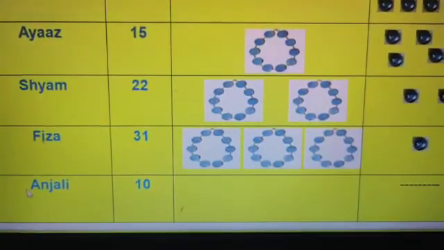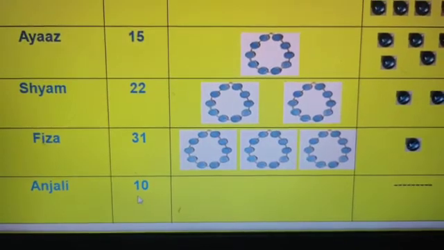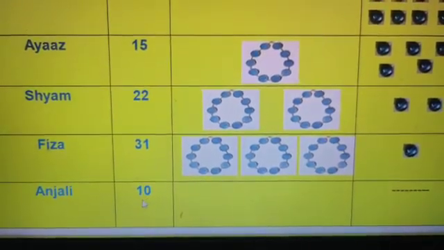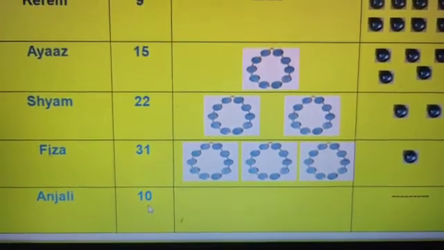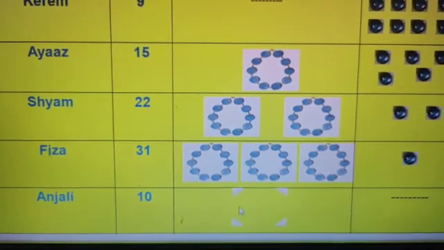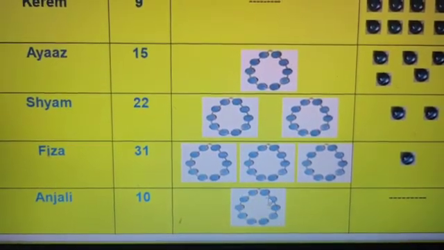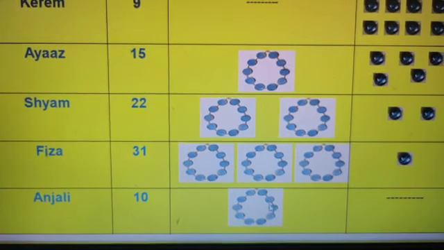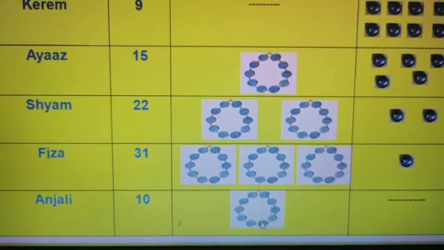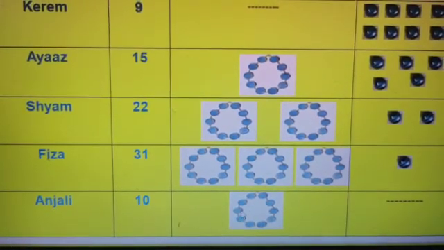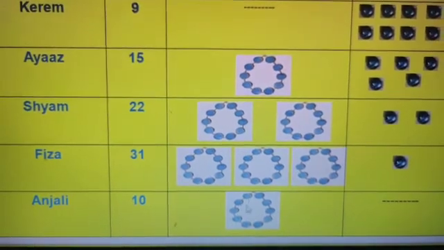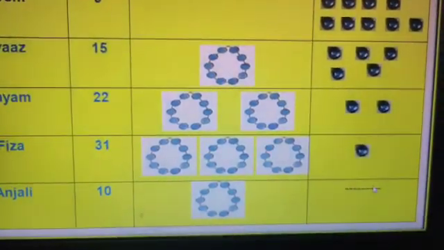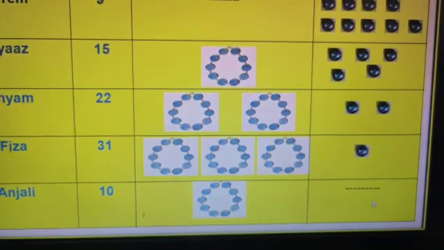Now, moving on to Anjali. Anjali has 10 beads here. So, with 10 beads, can she form 1 necklace? Yes, she can form. See, all the 10 beads are used here. 1, 2, 3, 4, 5, 6, 7, 8, 9 and 10. Are there any beads left? No, no beads are left for her.